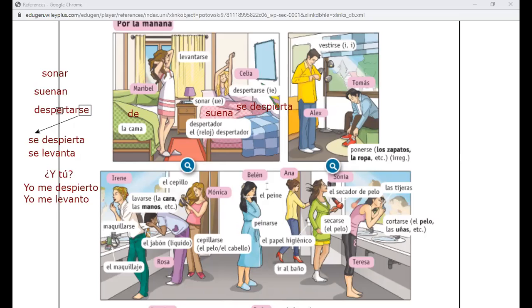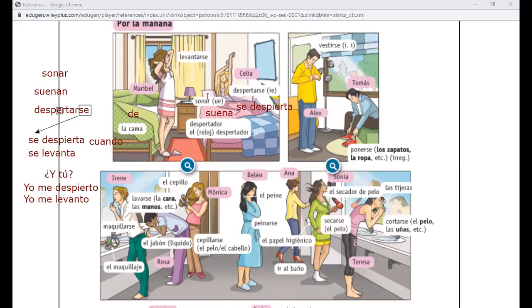Él se despierta cuando suena el despertador. That's a bit long. Él se despierta. Vamos. Él se despierta cuando suena el despertador. Vamos, repitan.